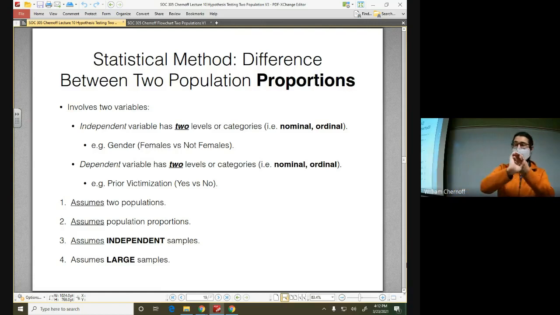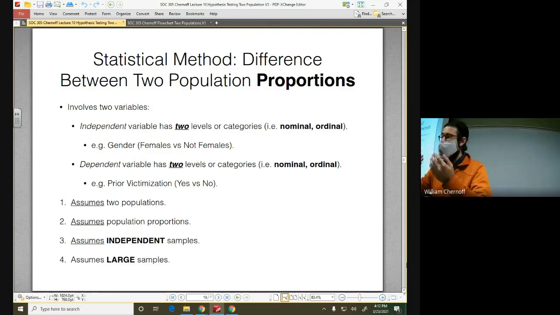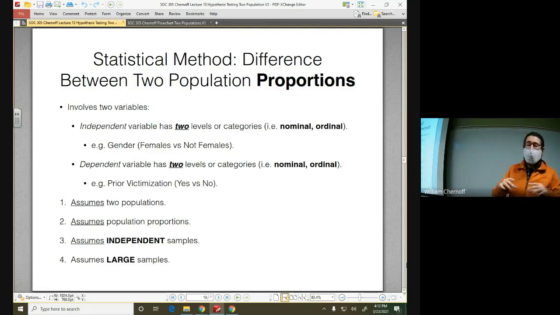And then we have 4 assumptions. We have the assumption of 2 populations. We have the assumption of population proportions. We have the assumption of independence. So again, everyone who took your survey provided you with their answers. They weren't being influenced by anyone else's answers.